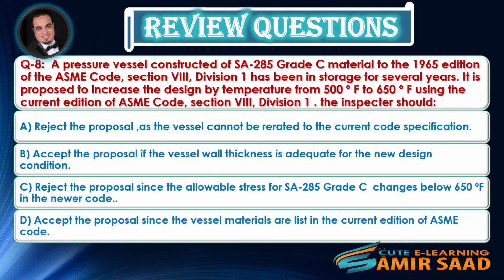Question number 8. A pressure vessel constructed of SA 285 grade C material to the 1965 edition of the ASME Code, Section 8, Division 1, has been in storage for several years. It is proposed to increase the design temperature from 500 degrees Fahrenheit to 650 degrees Fahrenheit, using the current edition of ASME Code, Section 8, Division 1. The inspector should. Answer is A.